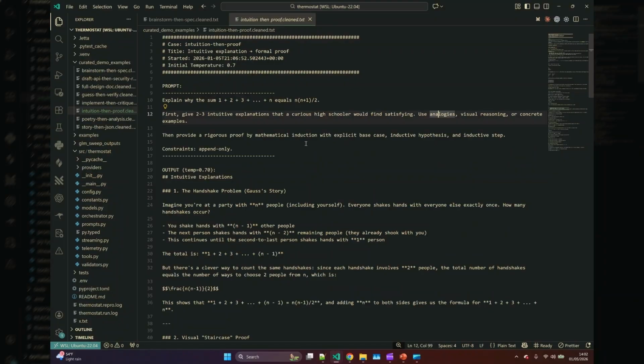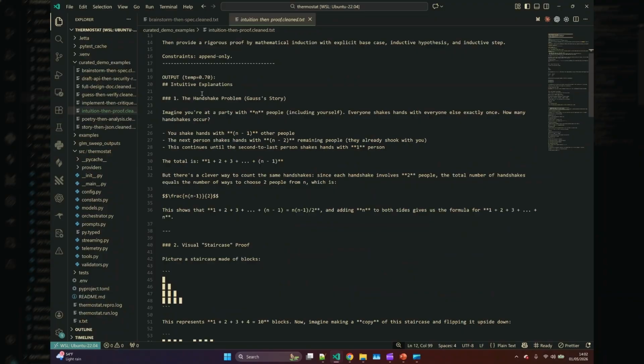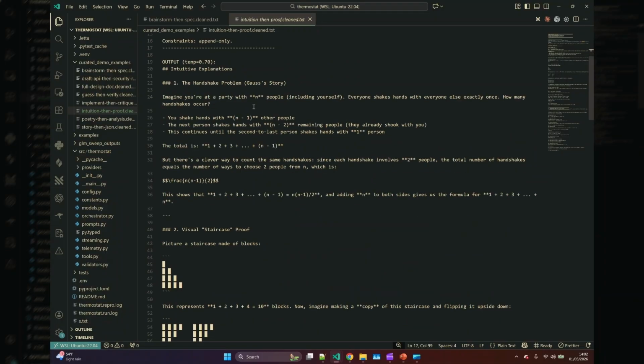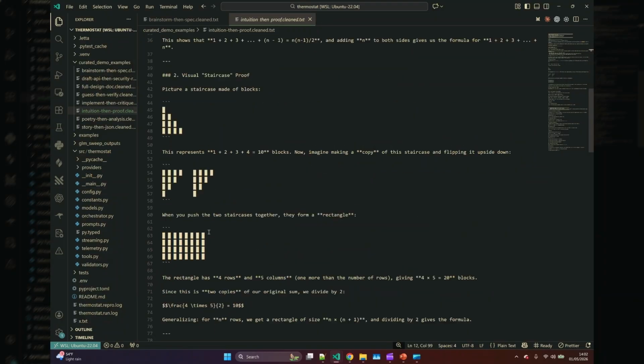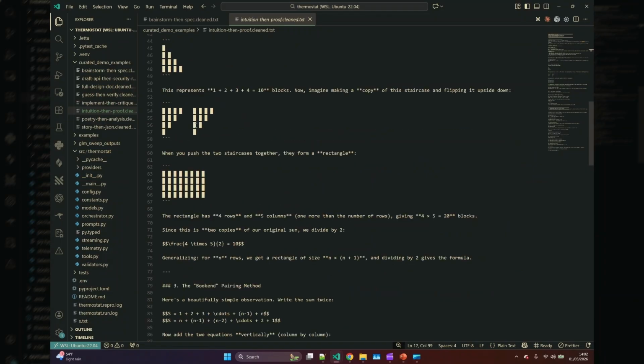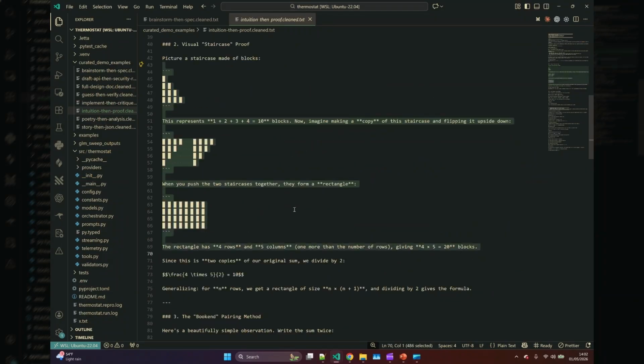So starting more creative, probably getting less creative and more analytical. So the handshake problem, Gauss's story, you're at a rockin' party with N people, including yourself. That's the example it gives. Then a visual staircase. And I thought this was actually particularly creative. I wouldn't have thought of that.